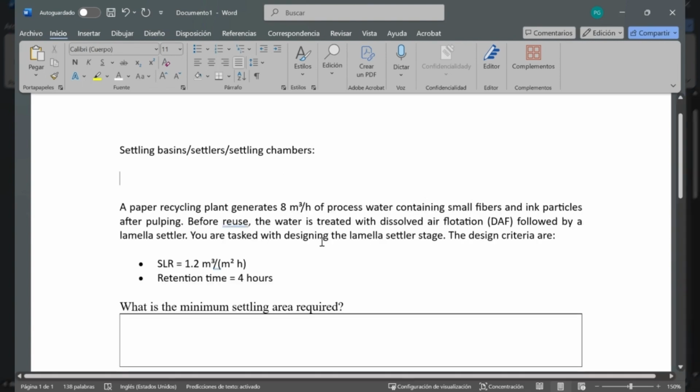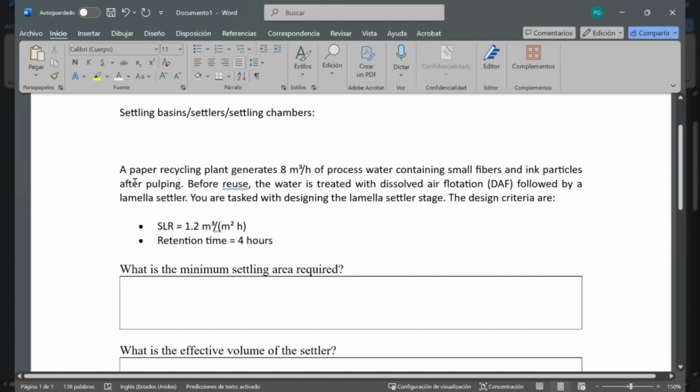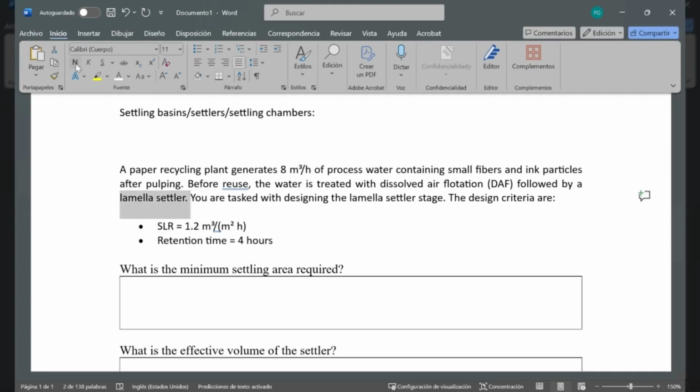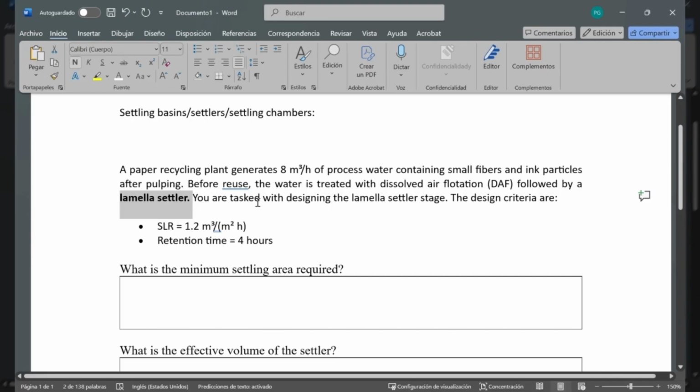So the statement of the exercise is the following. A paper recycling plant generates 8 cubic meters per hour of processed water containing small fibers and ink particles after pulping. Before reuse, the water is treated with dissolved air flotation, followed by a lamellar settler. So here is the equipment that is used. You are tasked with designing the lamellar settler stage.